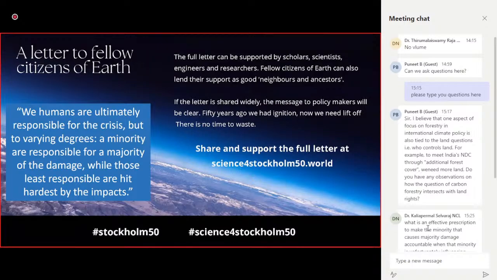You are saying that the solution is more democratization. Is that the trend, or are we going in that direction? No. Short answer is no.